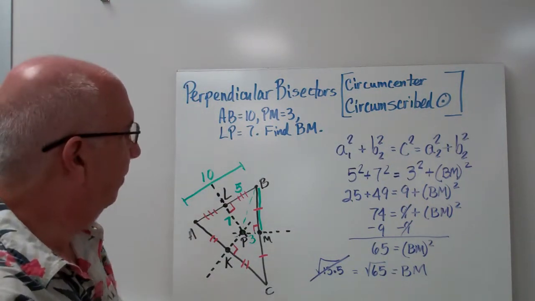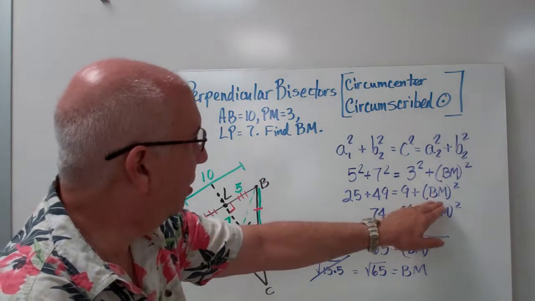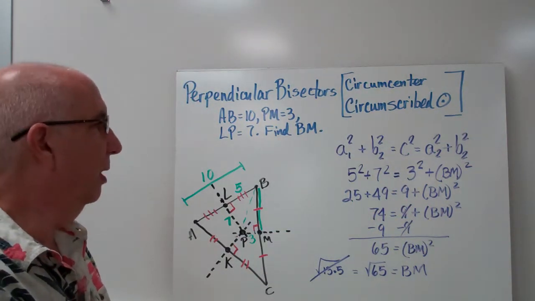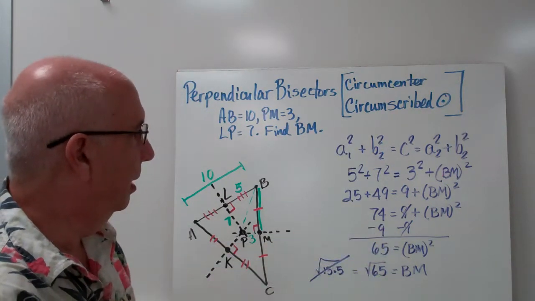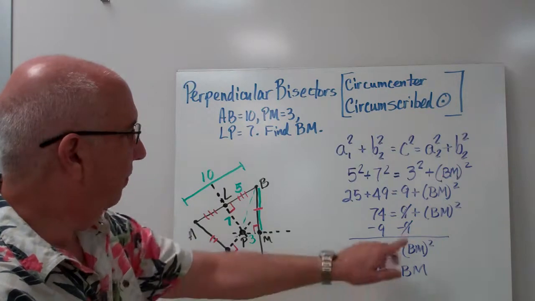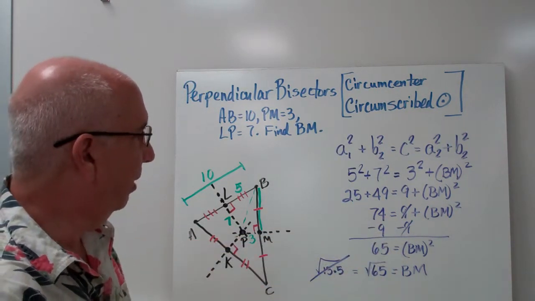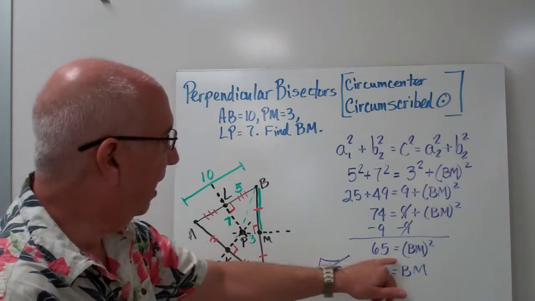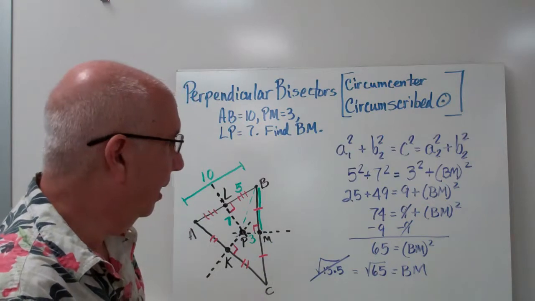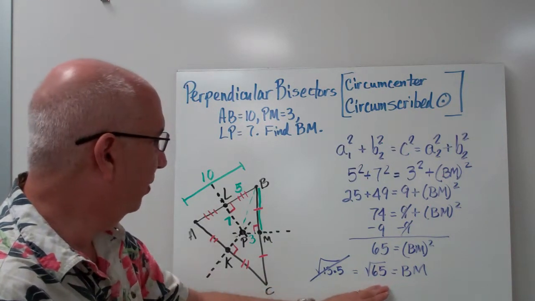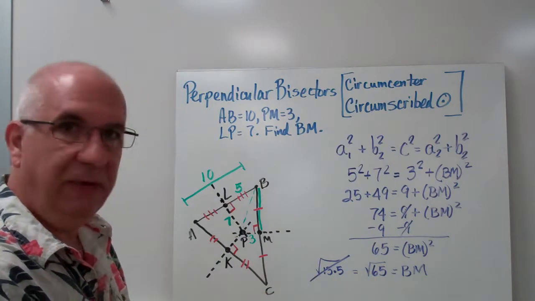Now I simplify. Gives me 25 plus 49 is equal to 9 plus the quantity, the segment BM squared. Combine like terms. Simplify, so I have to subtract 9 from both sides. Here's my zero pair, which gives me 65 is equal to segment BM squared. To find BM, I take the square root of both sides. So BM is equal to the square root of 65.